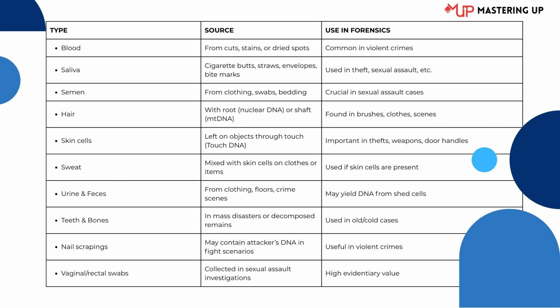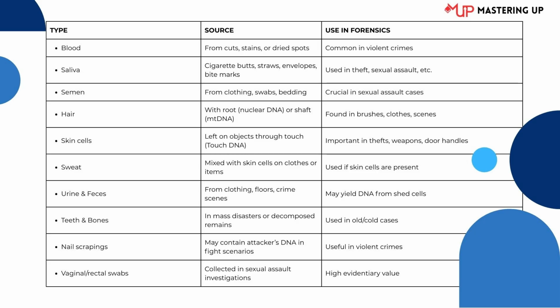Skin cells or touch DNA. When a person touches a surface, they leave behind tiny skin cells. This is known as touch DNA. Though the quantity is small, modern techniques can analyze this DNA. It's often collected from weapons, door handles, phones, or clothing in theft or assault cases. Sweat. Sweat by itself doesn't contain DNA, but skin cells mixed with sweat can be analyzed. If someone leaves behind a sweaty cloth, cap, or sleeve, it may contain enough DNA for testing.